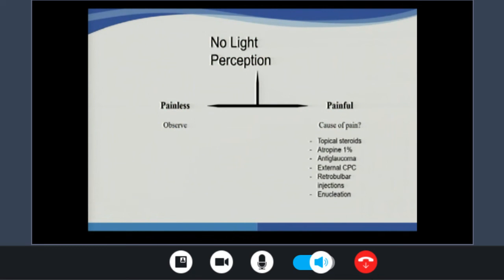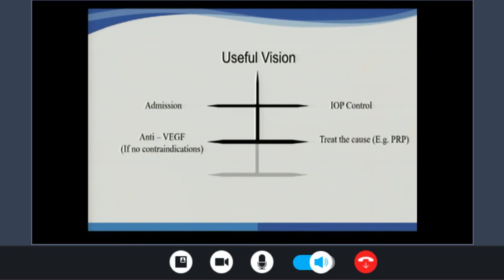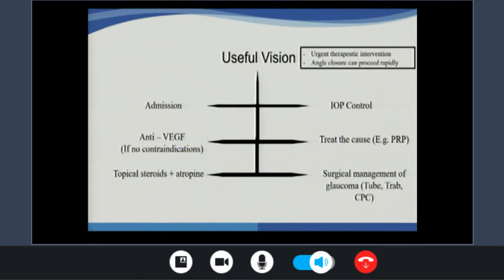You have to start in a stepwise approach with medical treatment, with topical steroids, atropine, anti-glaucoma medications. And if this didn't help, you can go to external CPC, retrobulbar injections, and enucleation of the eye. If the patient is having useful vision, then you have to be urgent in your management to preserve the angle and to save the disc.